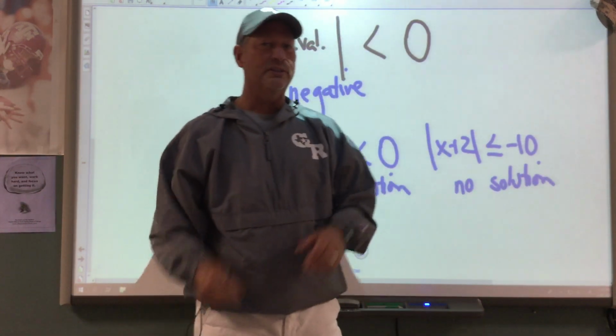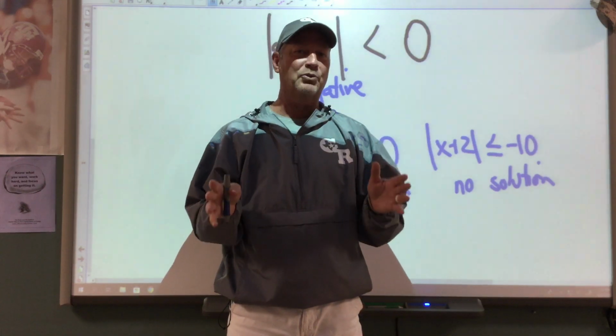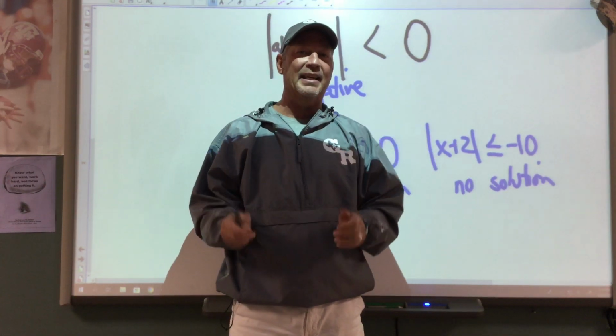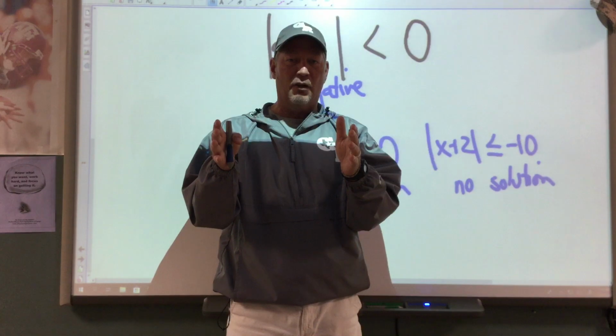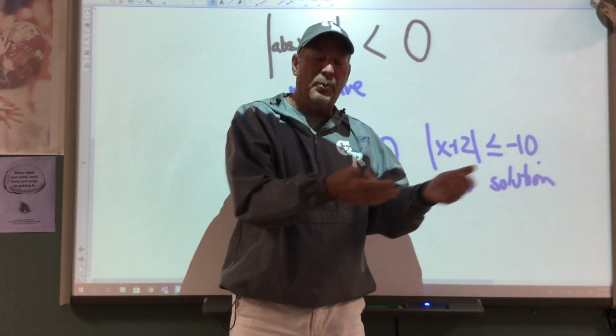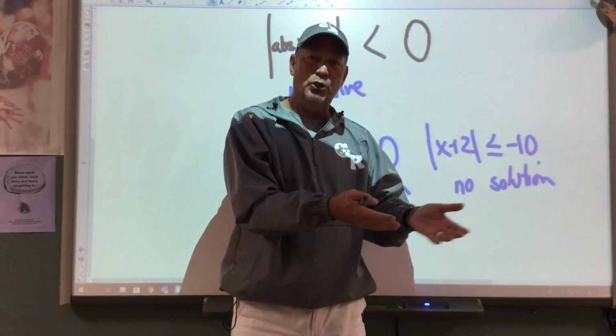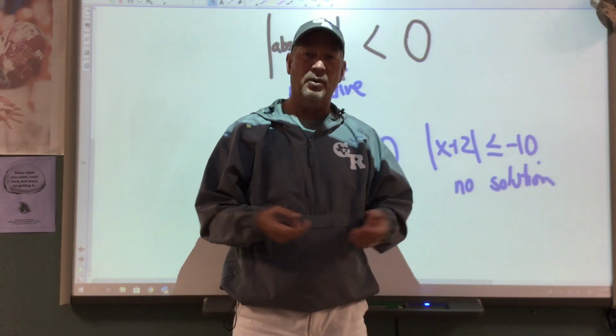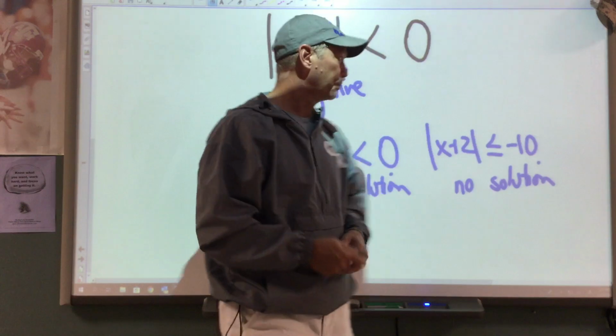So our goal, just like the other problems on absolute value, is to get the absolute value by itself and then see what's on the right-hand side to see if it's a workable problem or if it's a no solution. Okay? Let's do a couple examples so we can figure out what's going on.